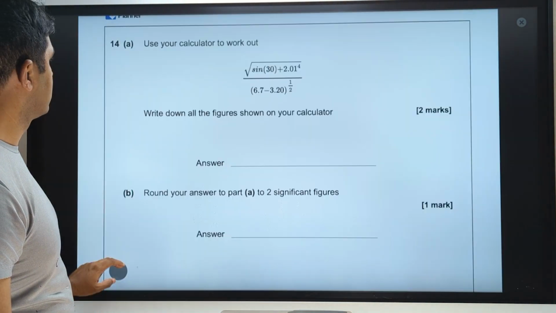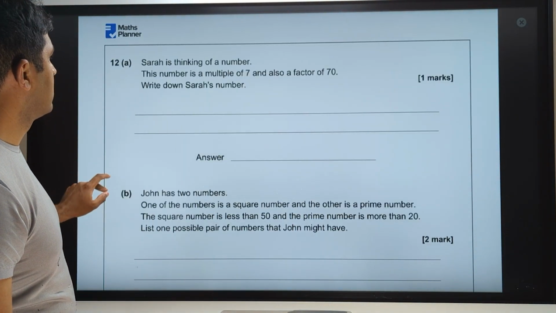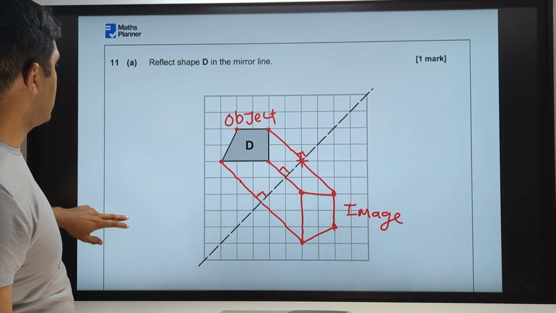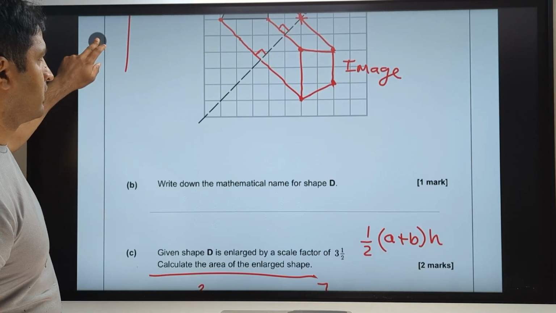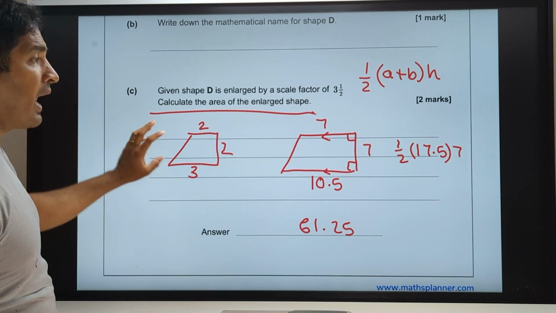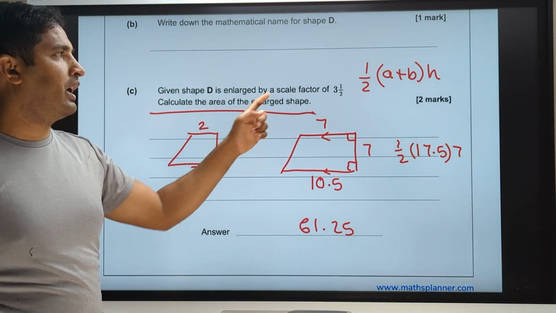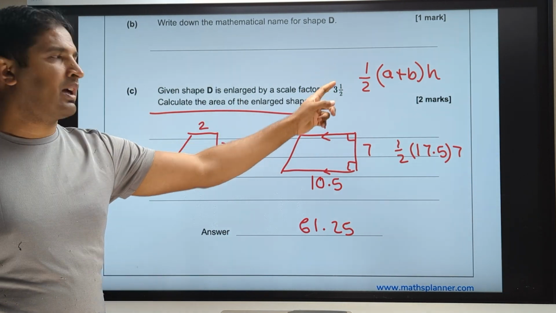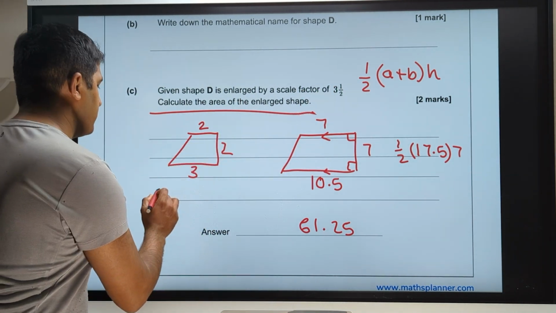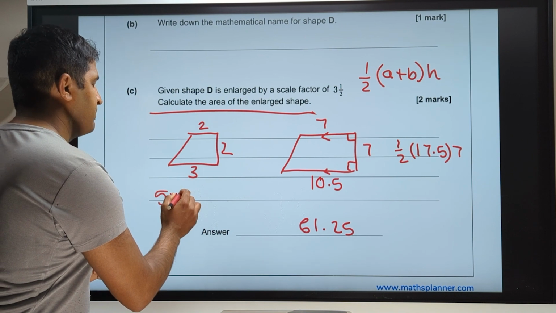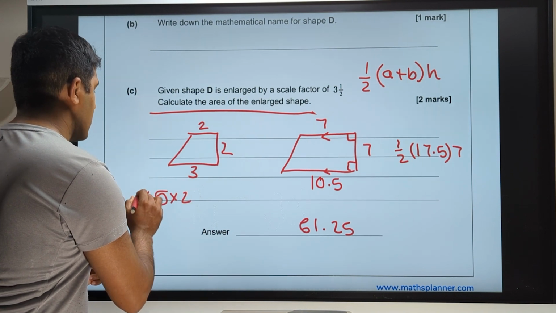Okay. What happened here? Yeah, that's the area of the shape D. Now, I could have worked it out from here, but you don't multiply. When you're working out the area, you need to multiply by the scale factor squared, because the area here would have been 5 times 2 times half.